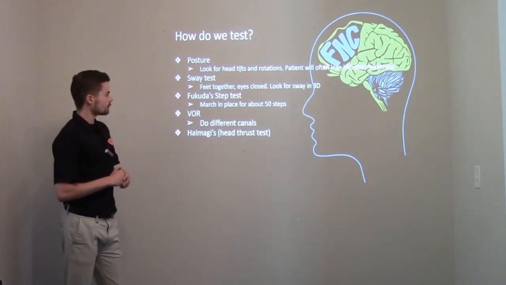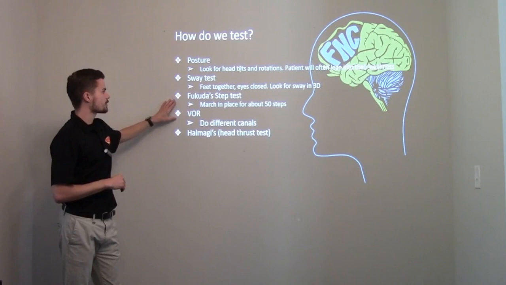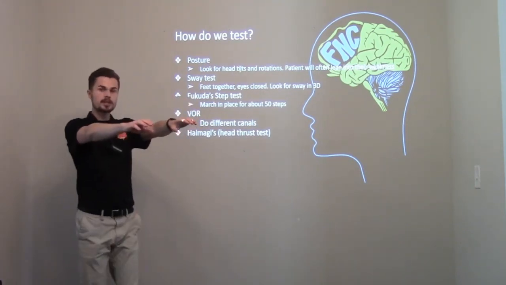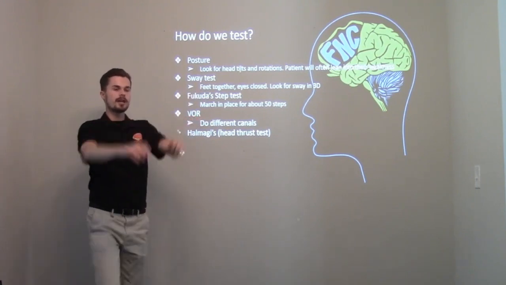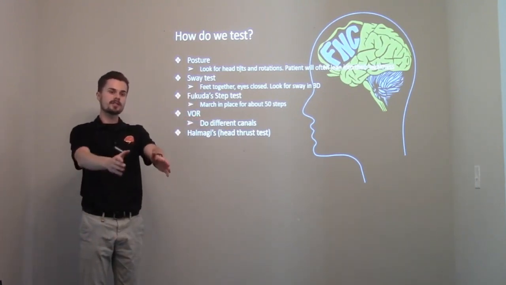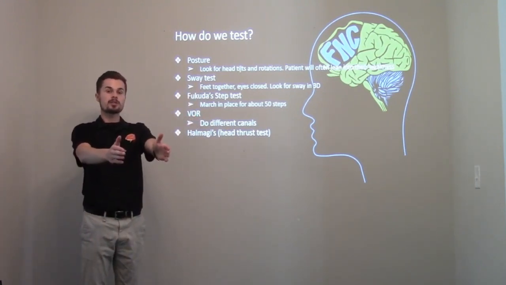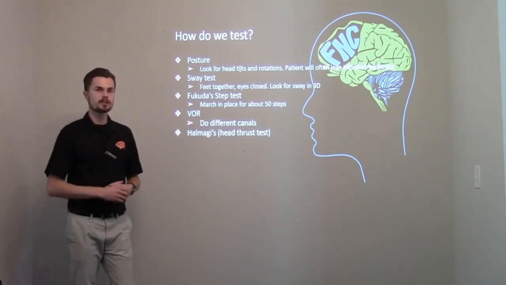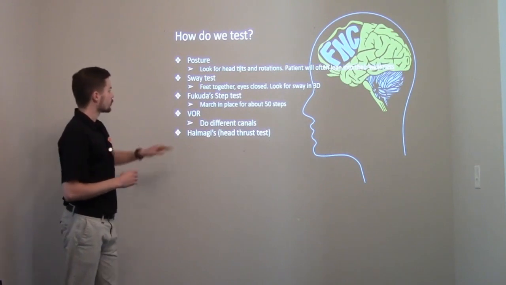Okay. So then we have a Fukuda step test. The patient, what they're going to do is they're going to march in place for about 50 steps like this and have them close their eyes. And you often see that the patient, after the 50 steps or during the 50 steps, the patient starts leaning towards the hypofunctioning cerebellum and vestibular system. All right, then we're going to have VOR.